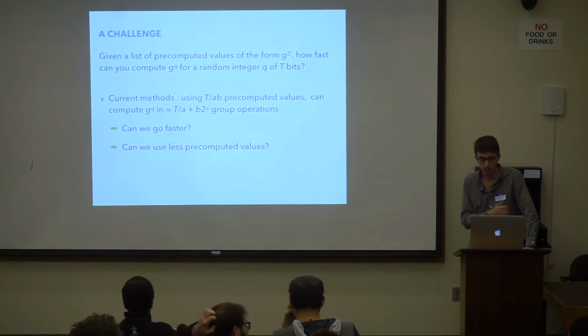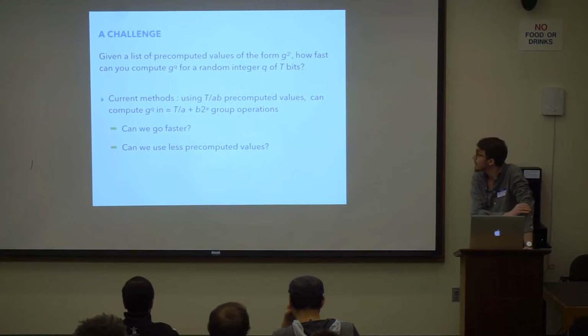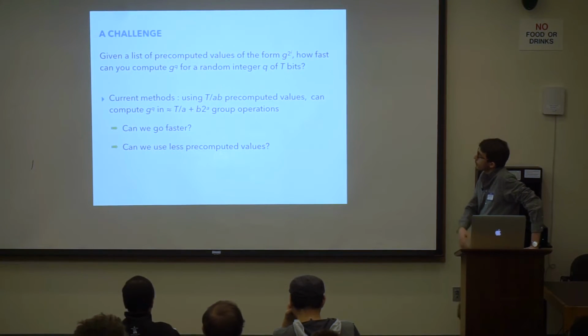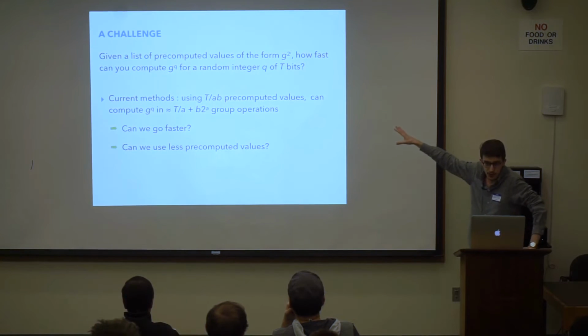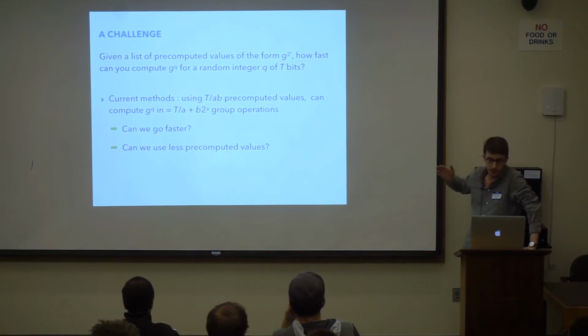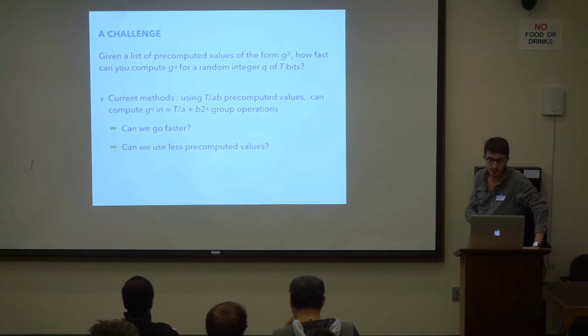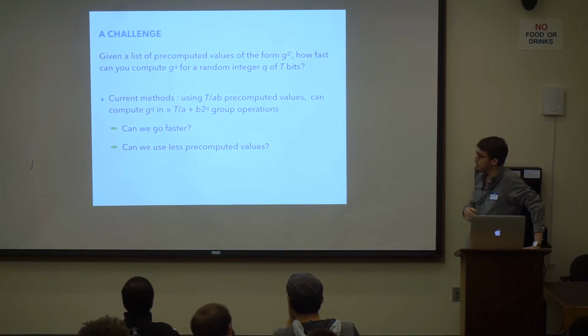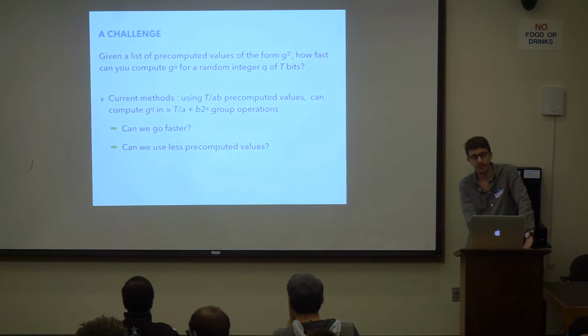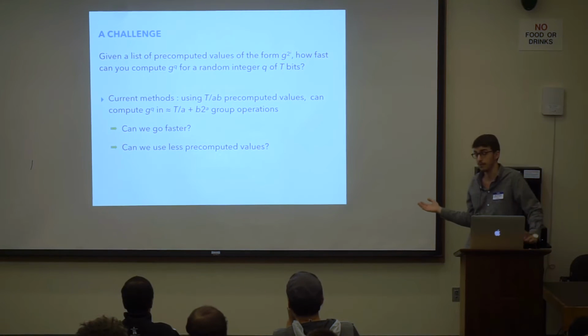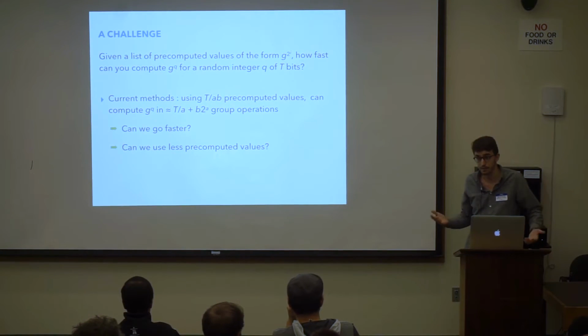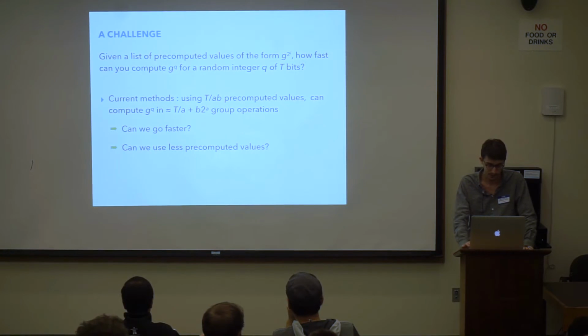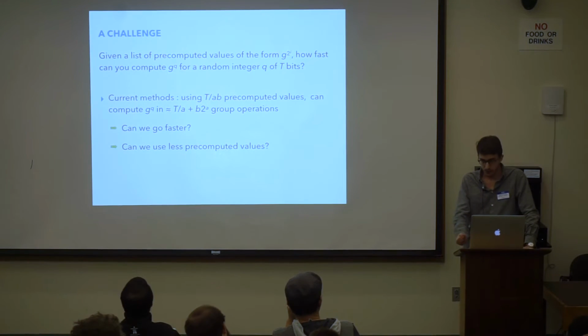With the current methods, you can go as fast as t divided by ab, where a and b are any two parameters that you want. No, sorry. Using t divided by ab pre-computed values, you can compute the exponentiation in time t divided by a plus b times 2 to the a. Then you can tune a and b to minimize this, and this is how we find this 2t divided by log t runtime. So our first question is, can you go faster? And second, can you go, well, maybe as fast but with fewer pre-computed values? This is a pretty fun challenge if you like all kinds of tricks to do very fast computations.